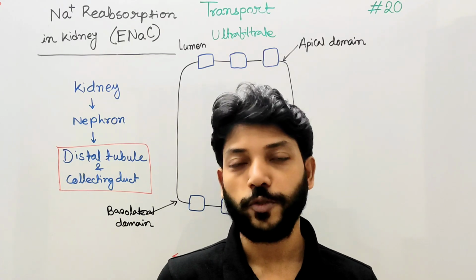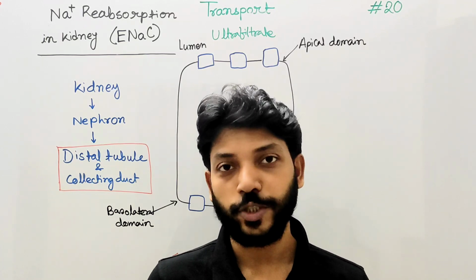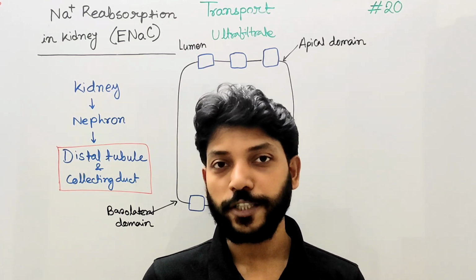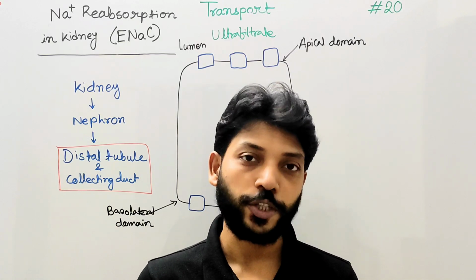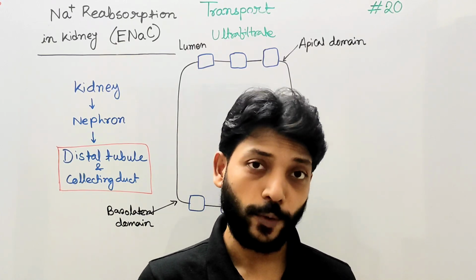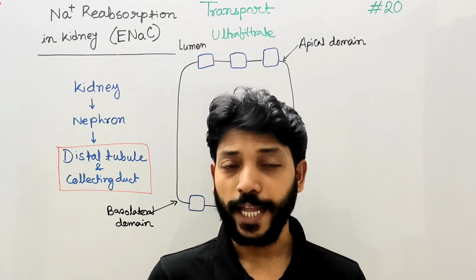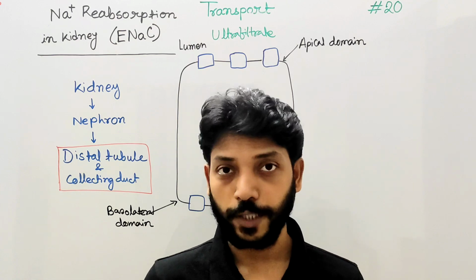Welcome everyone. Today we are going to learn about how sodium is reabsorbed in the kidney by epithelial sodium channels. Now the main function of the kidney is to filter the waste products present in the blood plasma, like urea. But it also maintains the proper amount of body fluid and the correct concentration of ions in the blood plasma, and in this way it maintains the blood pressure.